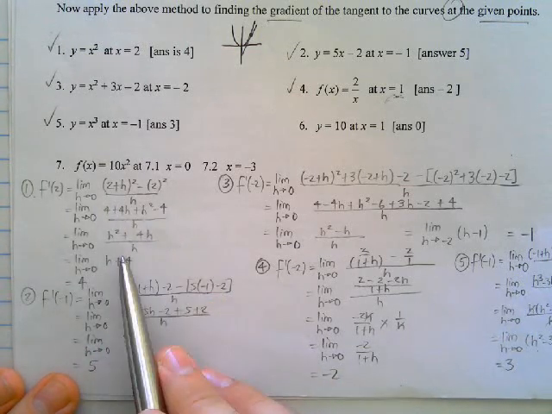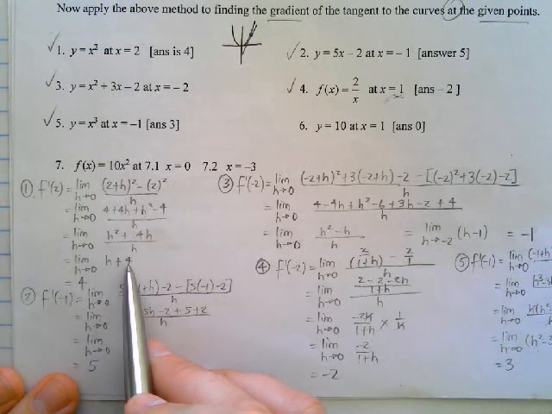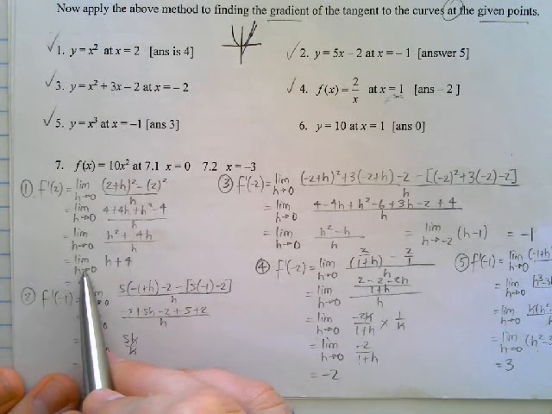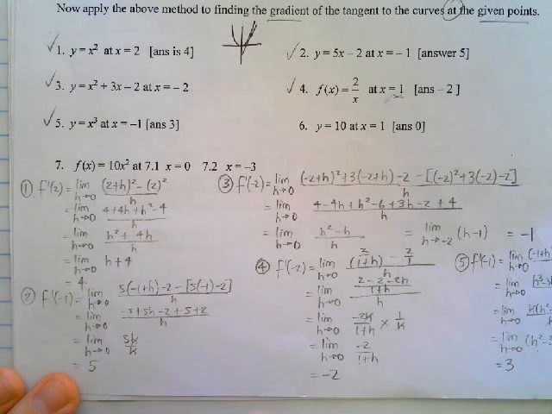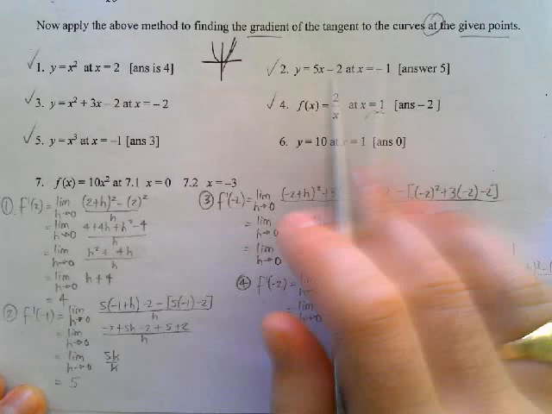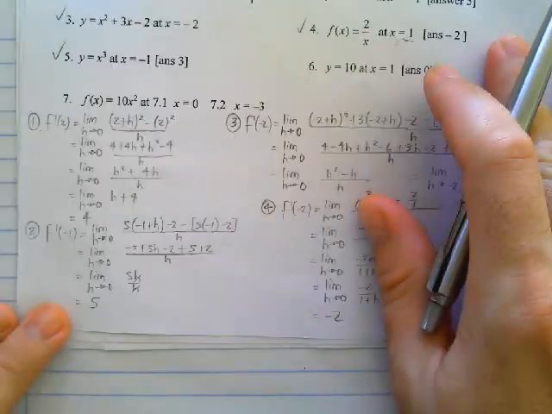The 4's cancel. I take out an HCF. I cancel the h's. I've got h plus 4. Now that my h approaches naught, naught plus 4, my answer is 4. Happy? Number 2 gave you a straight line, so you would have done the same thing in my answer here.